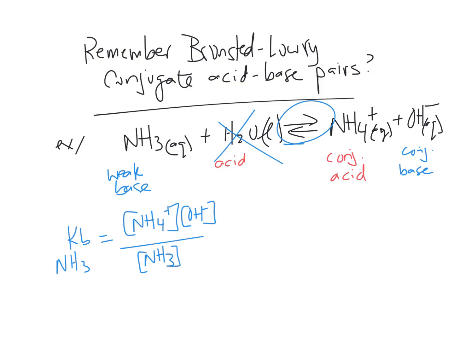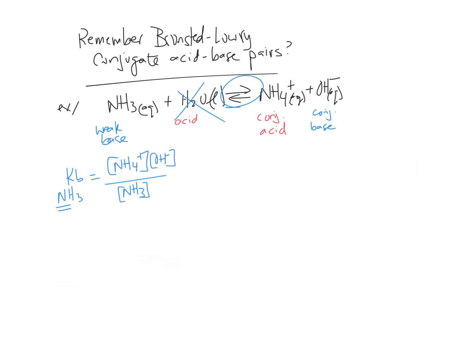I've told you that a whole bunch, okay? So that's the Kb expression for ammonia, all right? Now, what's interesting is that the conjugate acid of a weak base does function as an acid.